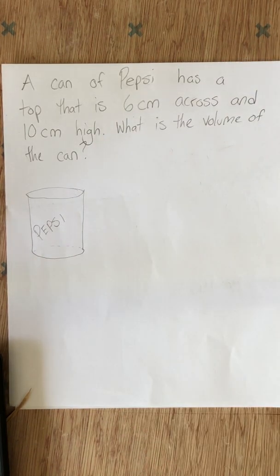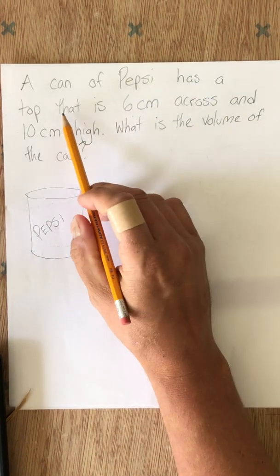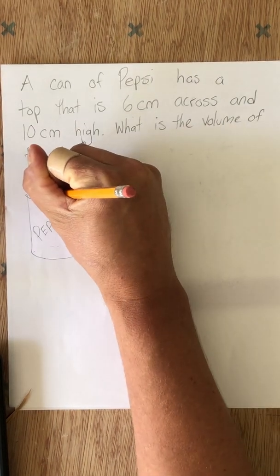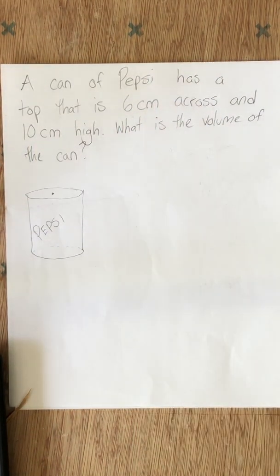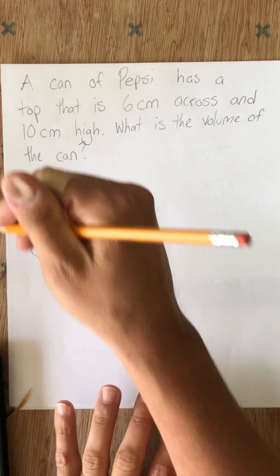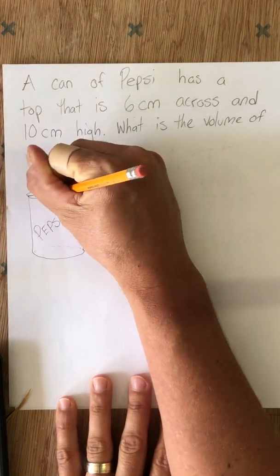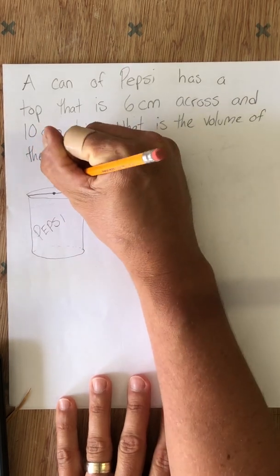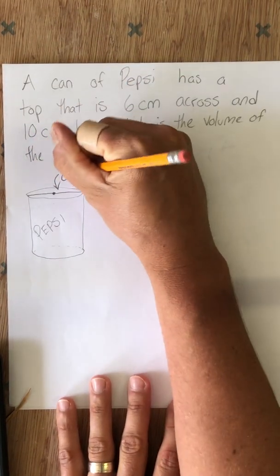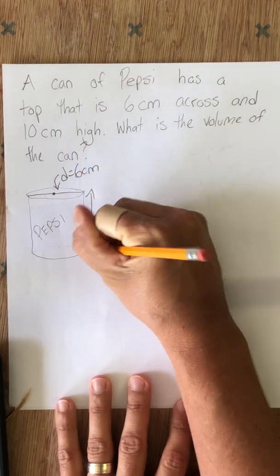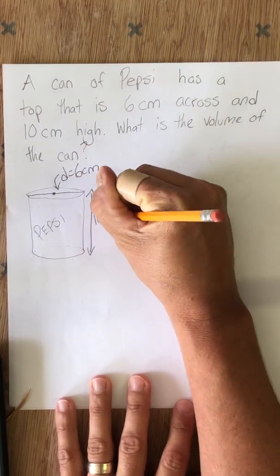So a can of Pepsi has a top that is 6 centimeters across and 10 centimeters high. What is the volume of the can? When it says the top is 6 centimeters across, that doesn't mean from the side to the middle. That means we're going all the way across. So again, it's giving us the diameter. The diameter is 6 centimeters, and my can is 10 centimeters high.